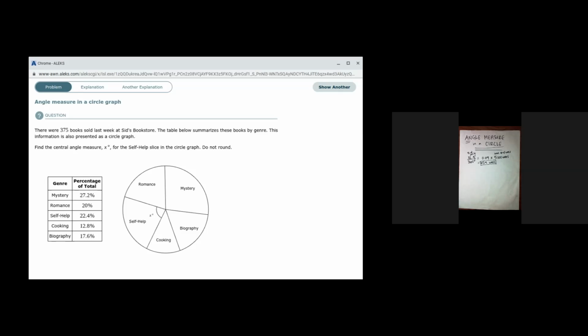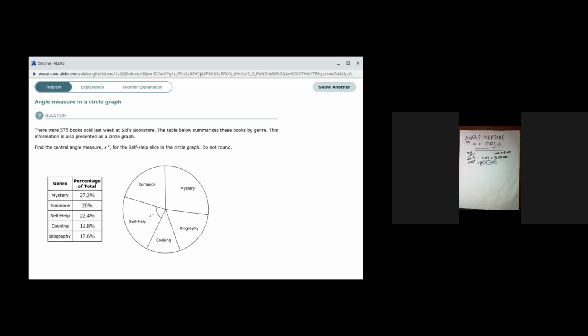In this question, oh, fascinating. It says the mystery section was 27.2% of the circle. It said the romance section is 20% of the circle. The self-help is 22.4% of the circle. It says the cooking is 12.8% of the circle, and the biography is 17.6% of the circle. But we're just asked to find the self-help slice of the circle.